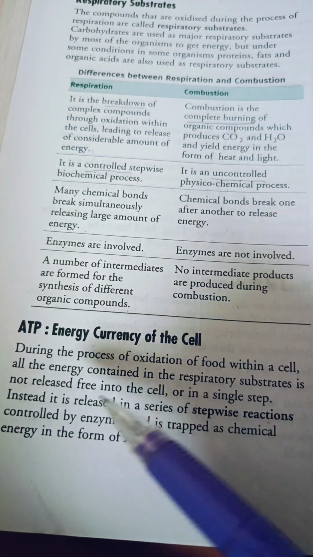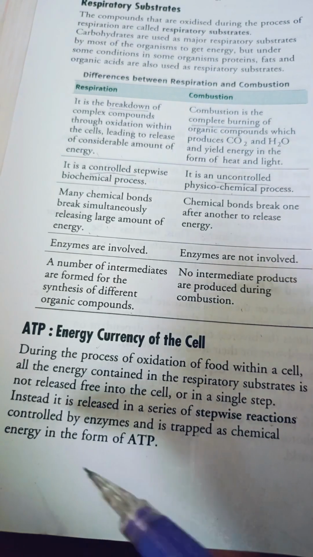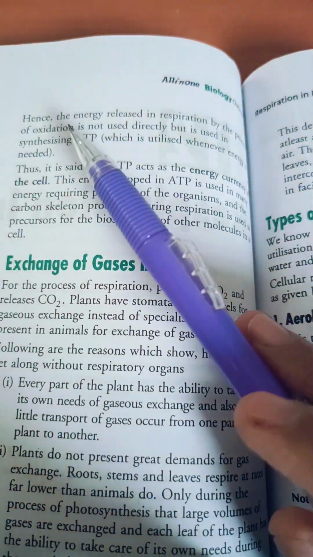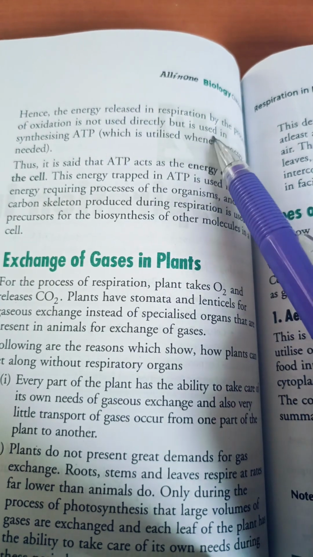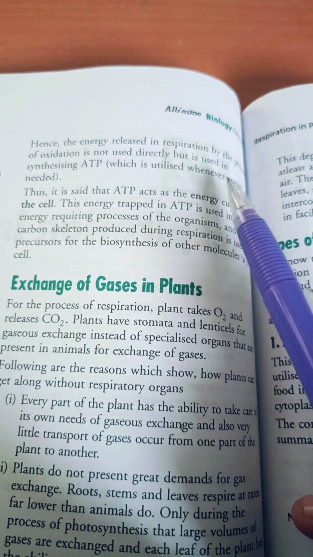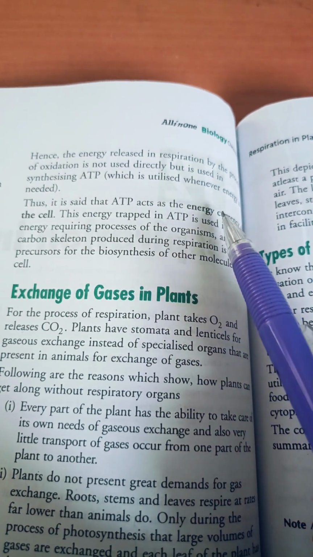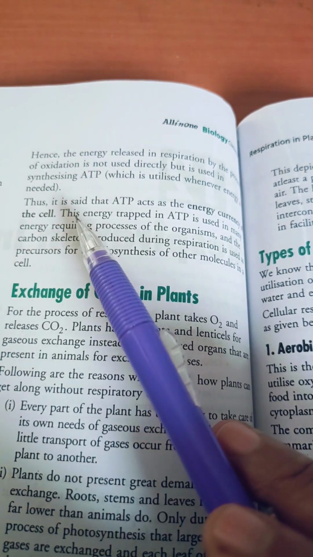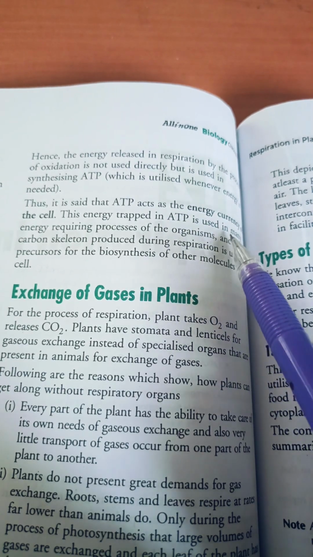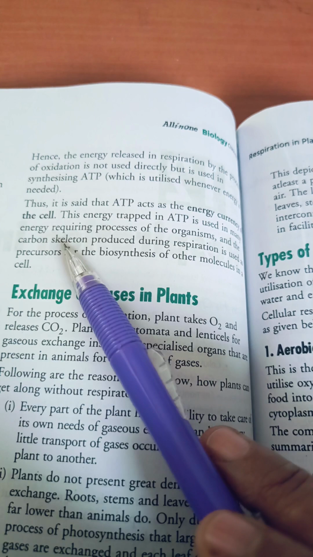In series, one by one, controlled by enzymes, the energy is trapped as chemical energy in the form of ATP. Hence, the energy released in respiration by the process of oxidation is not used directly but is used in synthesizing ATP, which is utilized wherever energy is needed. Thus, it is said that ATP acts as the energy currency of the cell. Meaning, where it is needed, there only it is used.